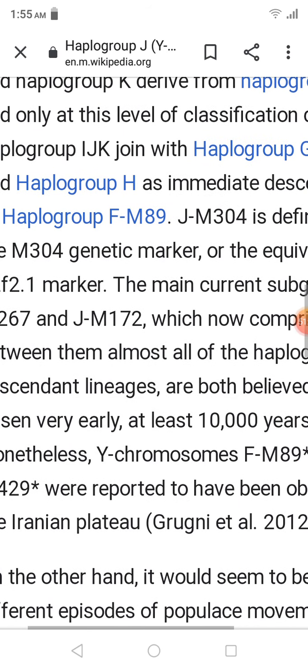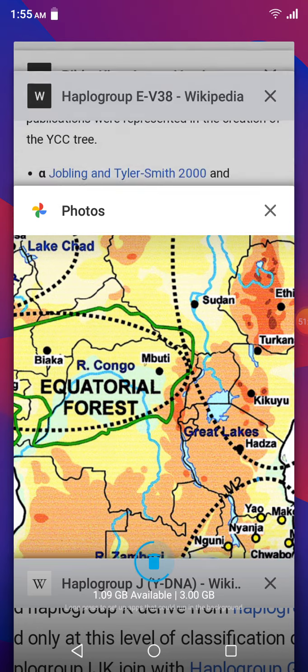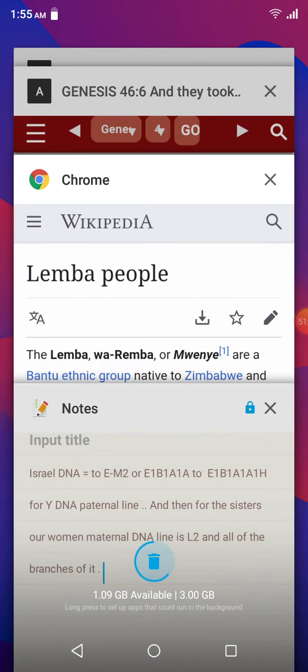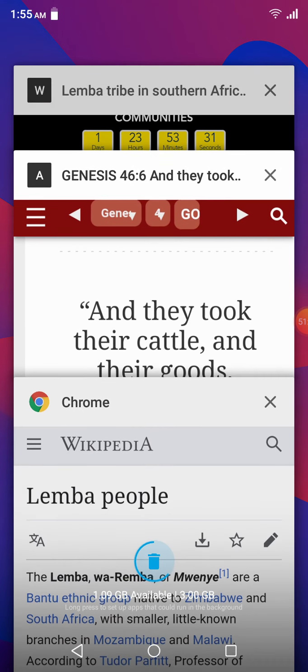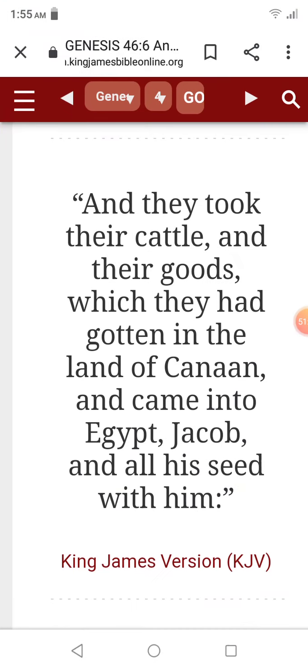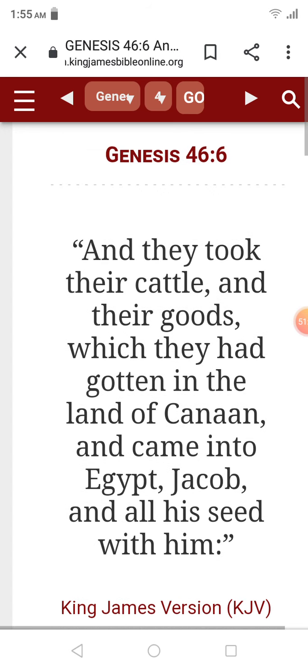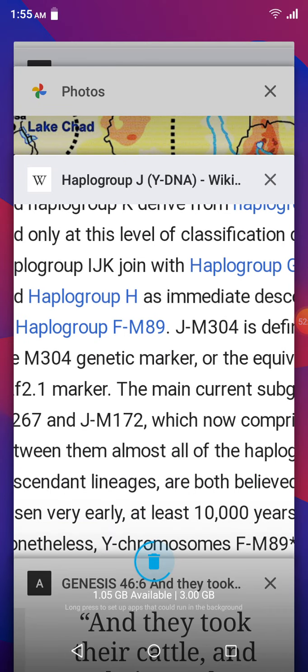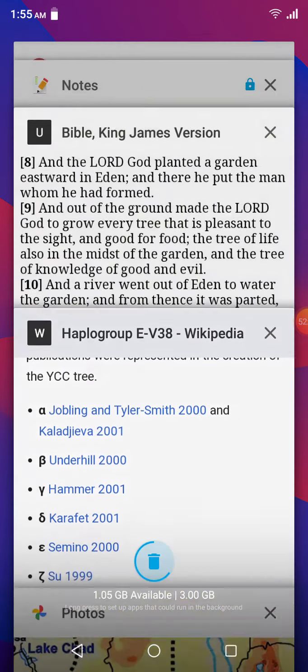So we're done with that. What else? Was this something? Yeah, so this is the point that I wanted. Jacob went to Egypt. This is obvious. And then was there another point?